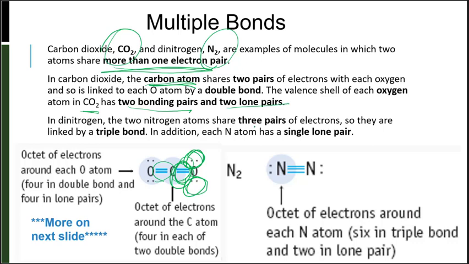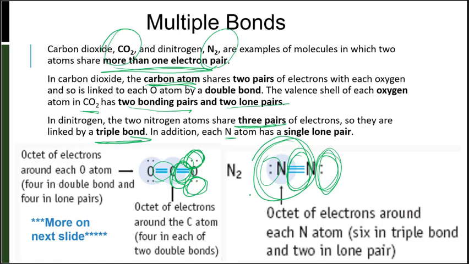In nitrogen, the 2 nitrogen atoms have 3 pairs of electrons, so they're linked by a triple bond. So each nitrogen atom has a single lone pair. If you look at each nitrogen atom, that's 2 electrons, 4, 6, 8. And then this nitrogen on the left has 2 in the lone pair, 4, 6, 8. So there is still an octet of electrons around each nitrogen atom.